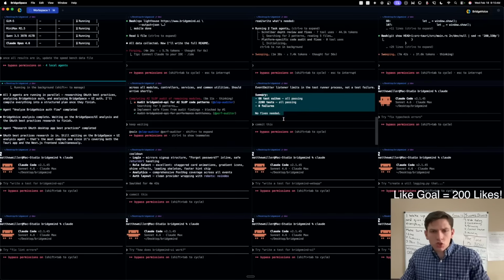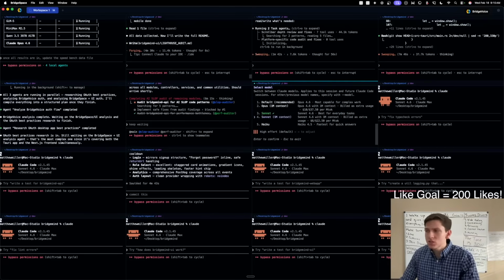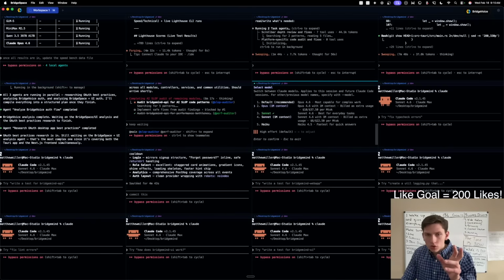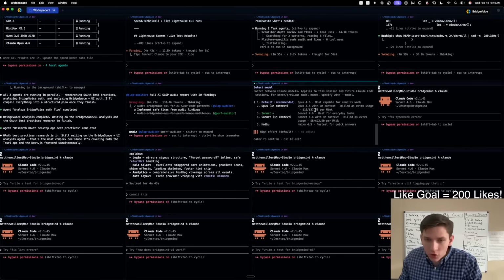This is another thing that I wanted to talk about. If you go to model, right, this is something that you guys need to know about. So the model menu has changed for Claude Code. So check this out. So select model, switch between Claude models. So the default recommended is Opus 4.6. This is the most capable model for complex work.